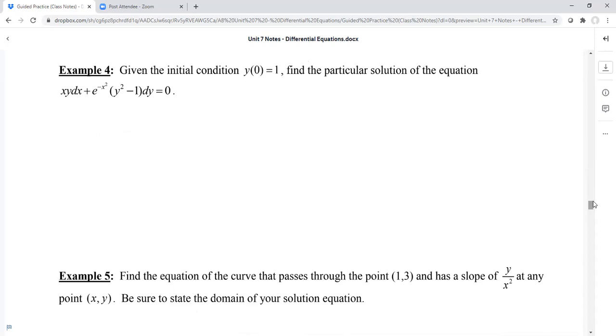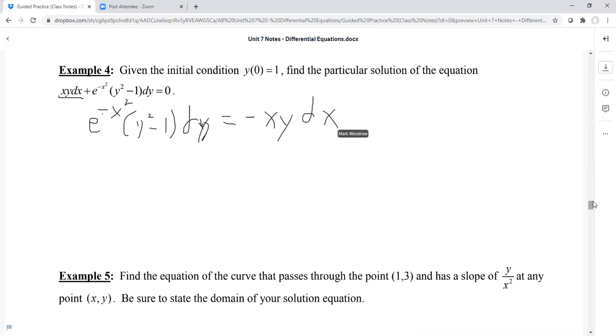Okay, so first of all, what I notice here is I've got my dx and my dy on the same side. Well, I've got to get one on one side and one on the other. So because dy is normally on the left, I'm going to subtract this whole thing over to the other side. So I'm going to have e to the negative x squared times y squared minus 1 dy. And then when I subtract that thing over there, I'm going to get minus xy dx.